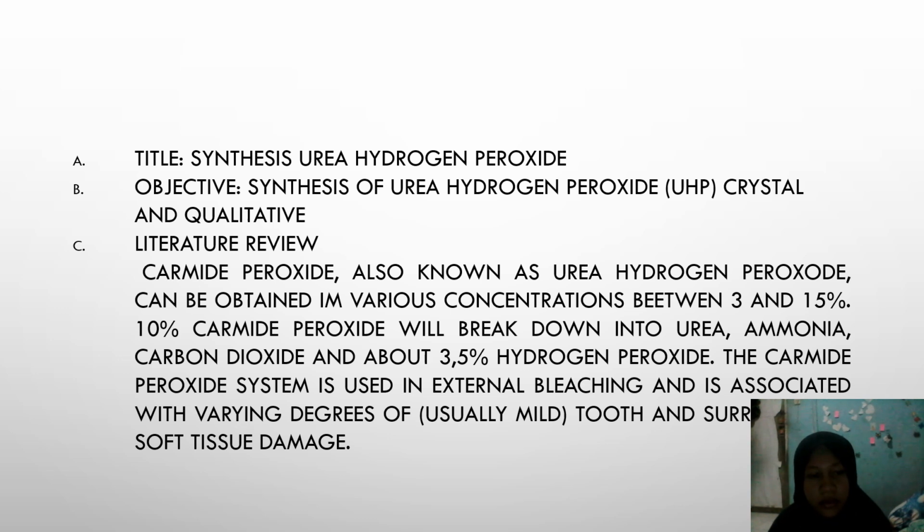Literature review. Carbamide peroxide, also known as urea hydrogen peroxide, can be obtained at concentrations between 10 and 15%. 10% carbamide peroxide will break down into urea, ammonia, carbon dioxide, and about 3.5% hydrogen peroxide. The carbamide peroxide system is used in external bleaching and is associated with varying degrees of, usually mild, tooth and soft tissue damage.